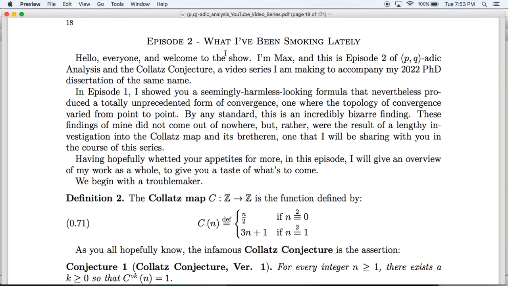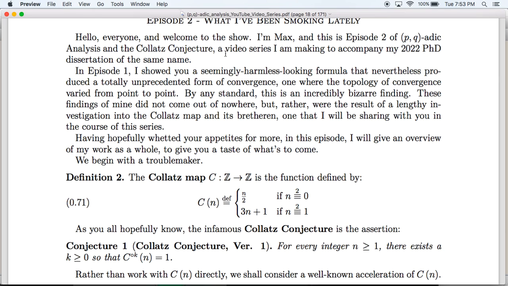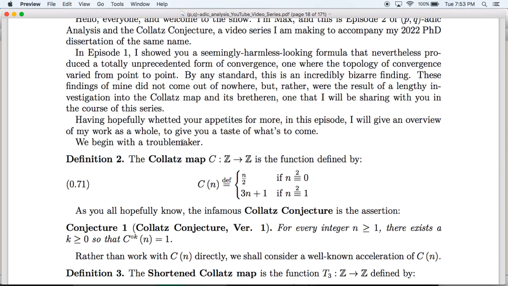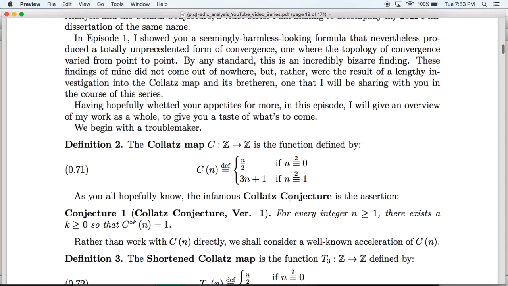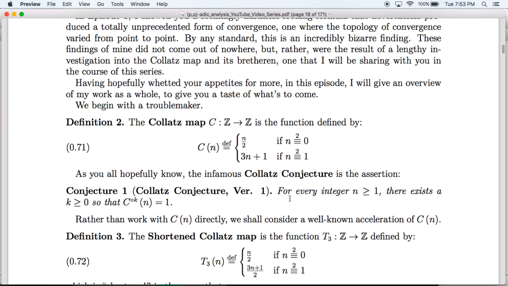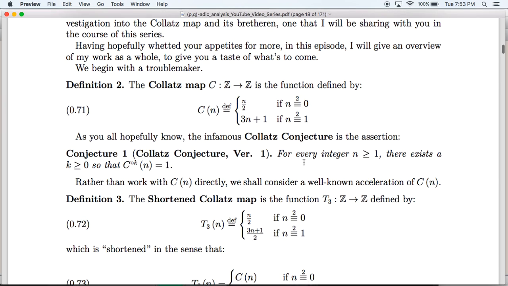Well, we begin with a troublemaker that hopefully you're all familiar with. The Collatz map C from Z to Z is the function which sends n to n over 2 if n is even, and n to 3n plus 1 if n is odd. As you all know, the infamous Collatz conjecture is the assertion that for every integer n, there exists an integer k greater than or equal to 0, such that the kth iterate of n under C is equal to 1. That little circle over there means compose, and k is the exponent for the number of times.